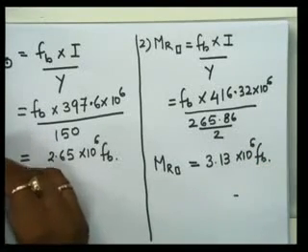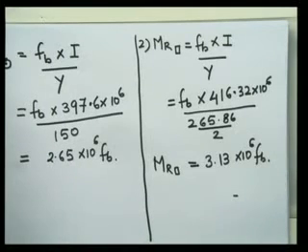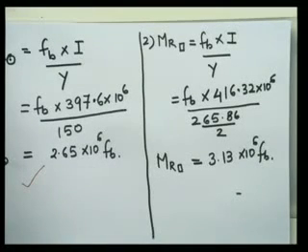Now tell me, which will be stronger? 2.65 into 10 to the power 6 Fb or 3.13 into 10 to the power 6 Fb? The moment of resistance which has the lesser value will be considered, because they are made up of the same material.